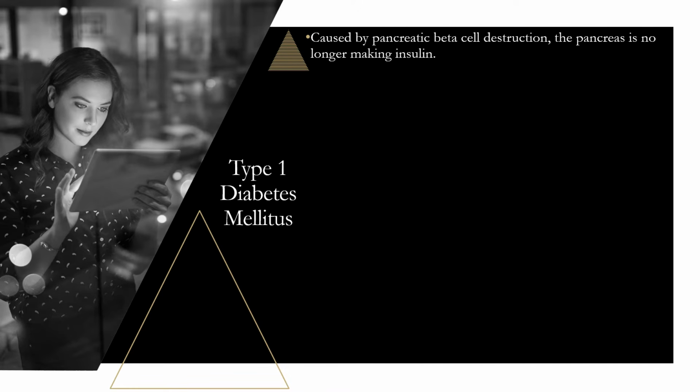So type 1 diabetes is caused by pancreatic beta cell destruction. The pancreas is no longer making any insulin at all once you get into the final stages of type 1. Initially, there is the honeymoon period where the pancreas is still producing some insulin, but eventually a type 1 diabetic is completely absent of all endogenous insulin. Most patients are usually under 30 years of age at time of diagnosis. Not always the case, but the majority of the time.